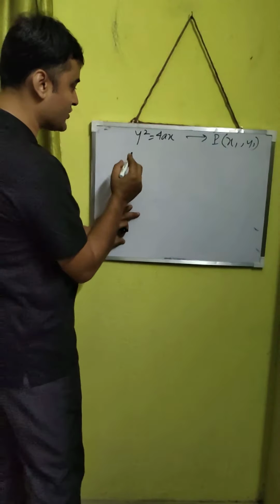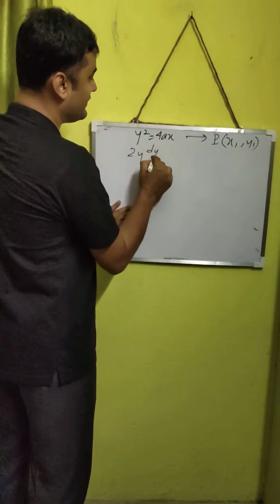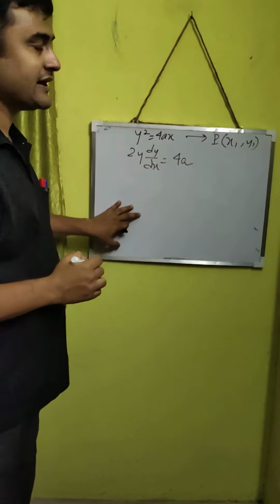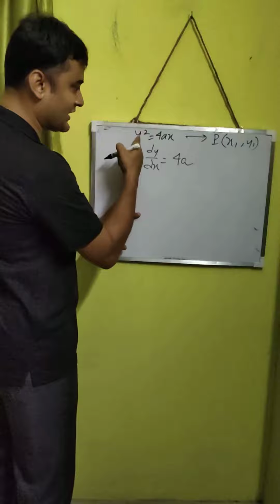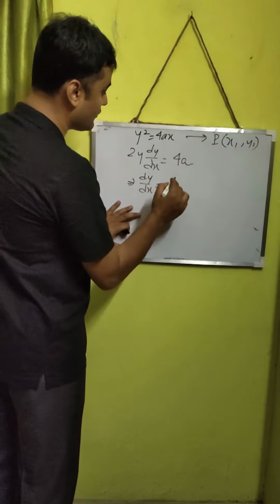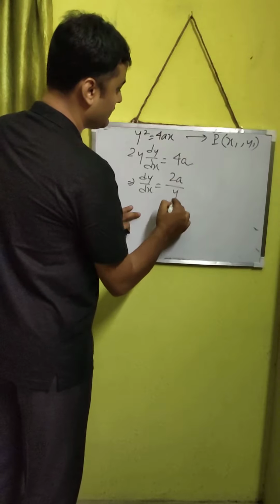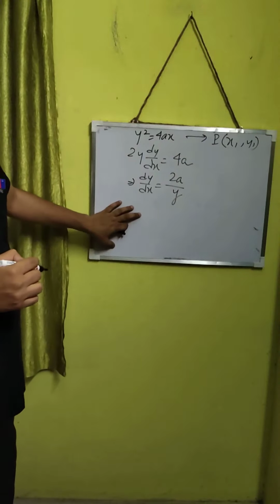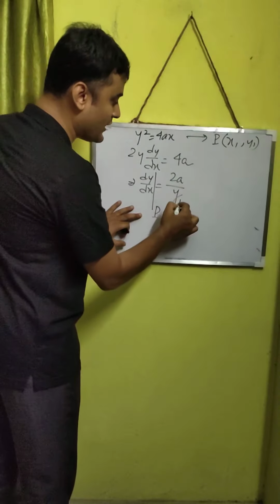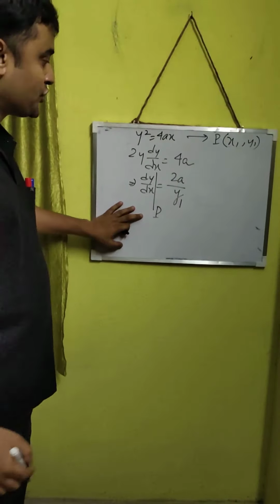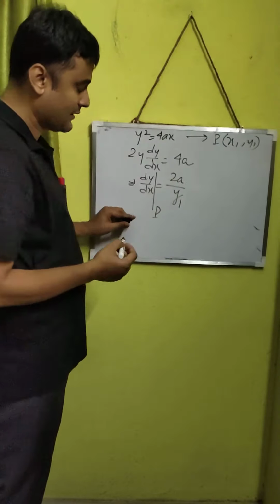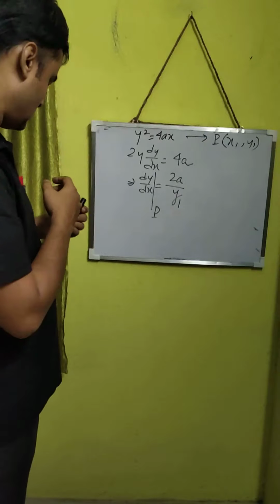Now differentiate this. So 2y dy/dx equal to 4a, differentiating both sides with respect to x. So this gives you dy/dx equal to 2a by y. So dy/dx at the point P gives you 2a by y1. Please remember this, 2a by y1 is the slope of the curve.